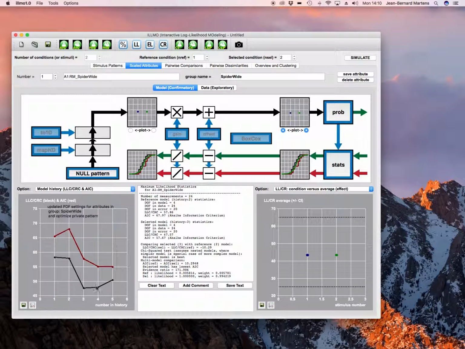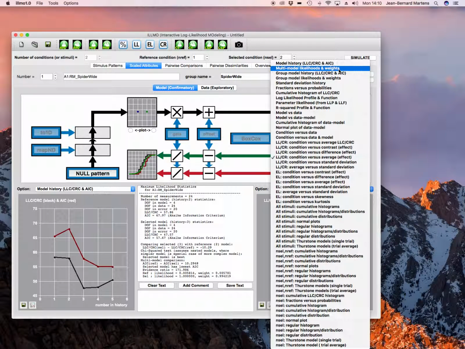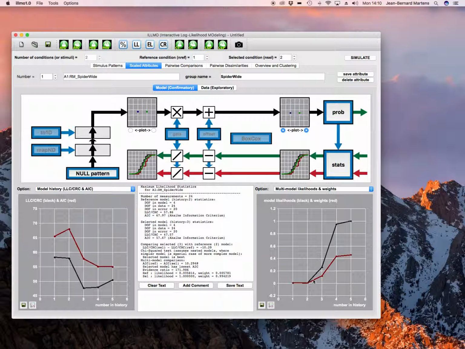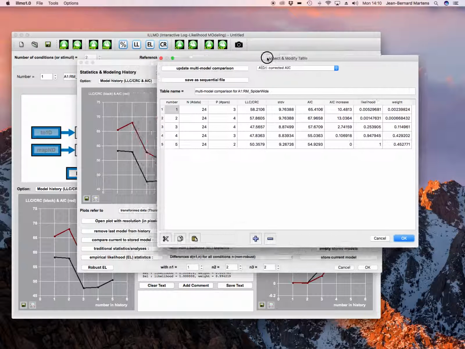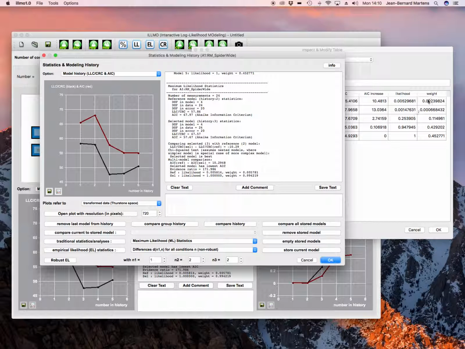Again, you see that the LLC goes up by that change, but the AIC stays about the same. Another way of looking at this is to look at the likelihoods, which is the same information as you find in the table, but now presented as a graph, these weights. You can see that the weights for both models, with equal or unequal averages, are about the same.